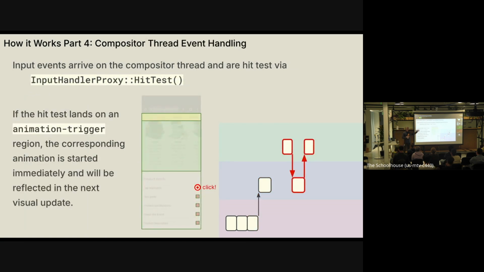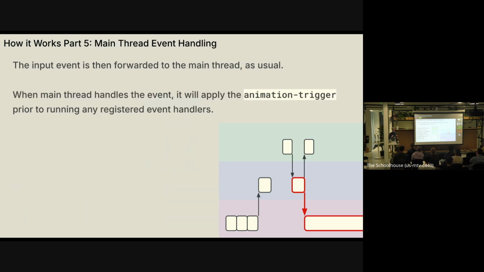We're going to do a hit test. That's already part of it. Now, if the hit test lands on an animation trigger area and the input event matches, we're simply going to take that pre-constructed animation and we're going to start playing it immediately. It will start running on the very next visual update to the user. Then after that, we will continue to propagate that input event down to the main thread just as we always have. And really the only change to input processing on the main thread is this.